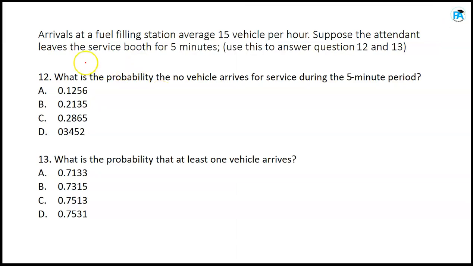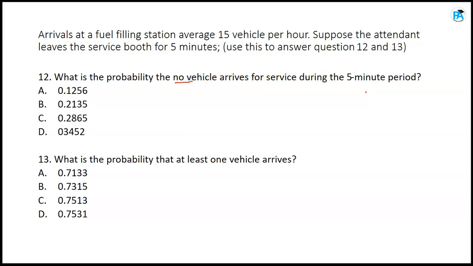This one says arrivals at a fuel filling station average 15 vehicles per hour. Suppose the attendant leaves a service booth for 5 minutes. Okay, use this to answer question 12 and 13. So question 12 says, what is the probability that no vehicle arrives for service during the 5 minute period? Now take note of something.